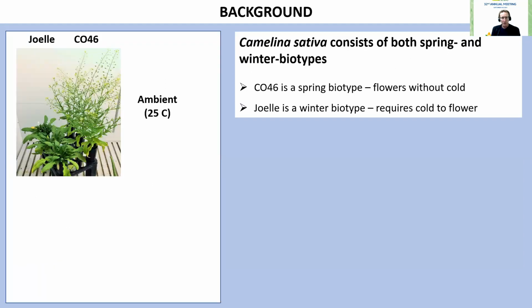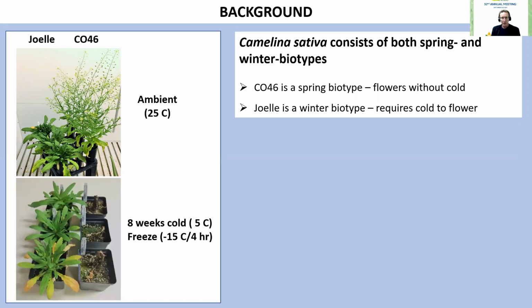Camelina is an old world oilseed crop of the Brassicaceae family that is valued as a source of seed oil for its industrial applications and its ability to grow on marginal landscapes. Camelina consists of both spring and winter biotypes. As observed in this slide, spring biotypes, such as Co46, generally flower without a cold treatment, whereas winter biotypes, such as Joel, generally require a cold treatment to flower. As observed in the lower picture, cold acclimation of winter biotypes also induces freezing tolerance, whereas cold acclimation of spring biotypes does not induce the same level of freezing tolerance.